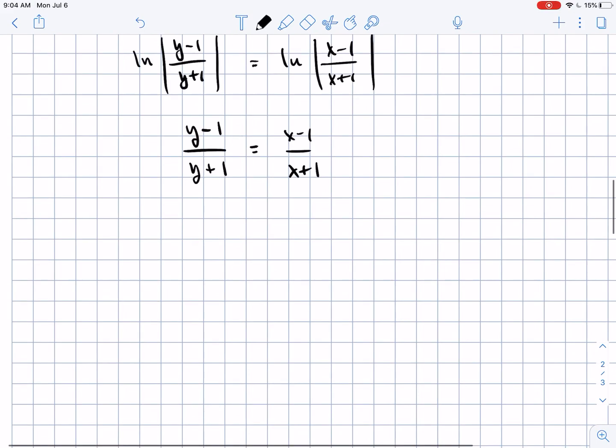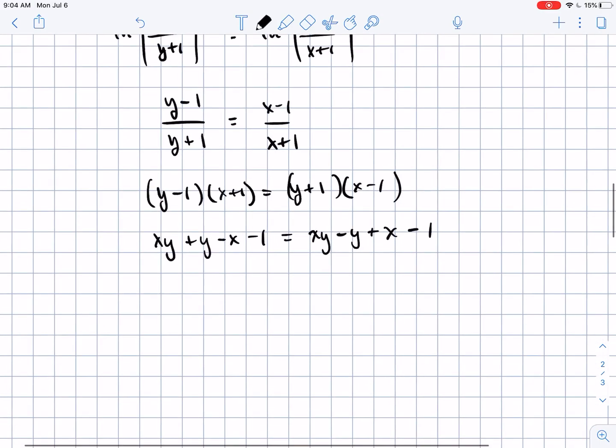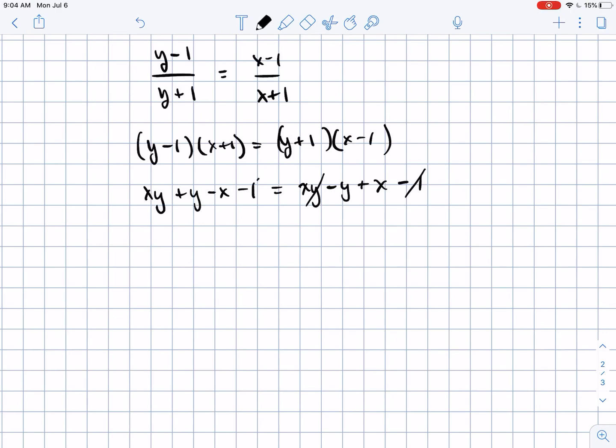Now we're solving. So what I want to do is cross multiply. So I get xy plus y minus x minus 1 equals xy minus y plus x minus 1. Cancel. y minus x equals negative y plus x. So you get 2y equals 2x. So y is equal to x.